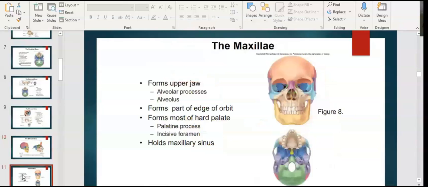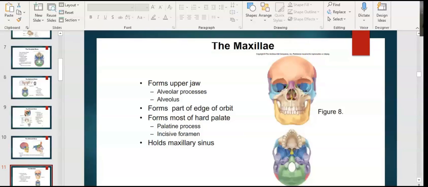Right here, we have the maxilla. The maxilla is this bone right here that is going to hold our upper teeth. So this is the maxilla right here like that. This area where our upper teeth are, right? This area right here is going to be the alveolar margin.